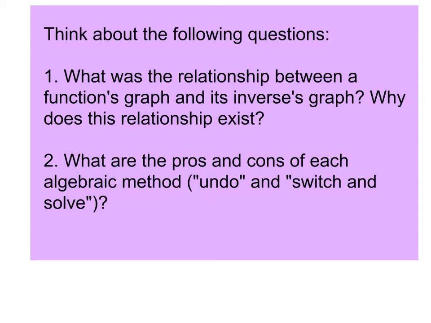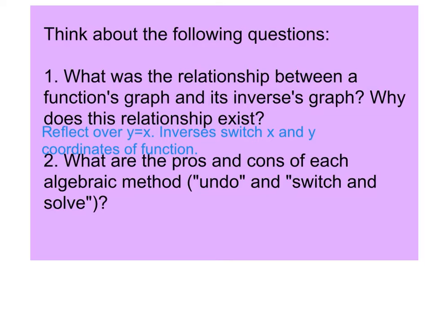Hopefully you remember from yesterday that the relationship between a function's graph and its inverse graph was that they were the exact same shape and size. They had just been reflected over the line y equals x. And the reason that relationship existed is because a regular function maps x onto y, and an inverse undoes it. It maps y onto x. So all coordinate pairs end up switching, which is the same result as when you reflect a point over the line y equals x.